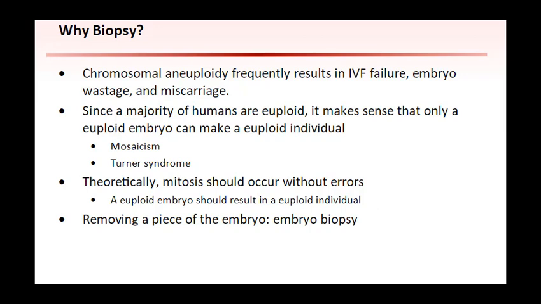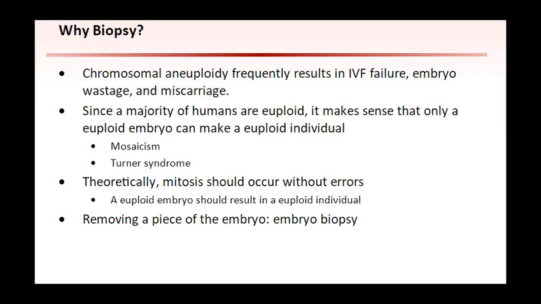While the majority of humans are euploid, there is a small percentage of individuals with mosaic cell lines and/or individuals who are not euploid, Turner syndrome, for example. The first cellular division at the zygote stage to the last cellular division prior to birth should occur without error, and as such, a euploid pre-implantation embryo should result in a euploid individual.